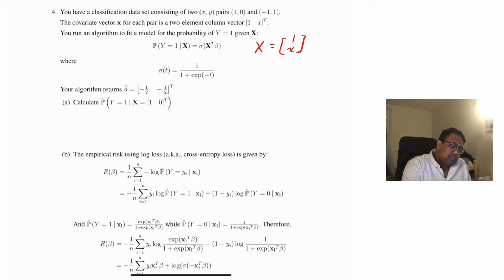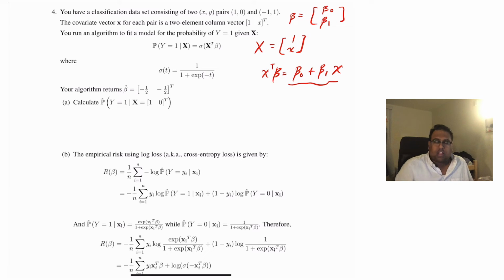right? And so we say the probability that the class label is 1 given this vector x is the sigmoid of x transpose beta, where beta is a column vector that looks something like beta naught and beta 1. So when we look at x transpose beta, it really looks like beta naught plus beta 1 x, which is really a line of the form y is equal to mx plus b. So that's what we're passing into the sigmoid function, which, as we've seen in lecture, is 1 over 1 plus e to the negative t.